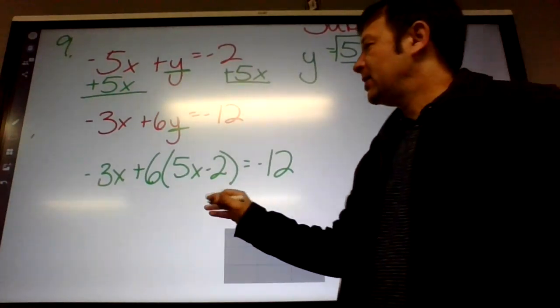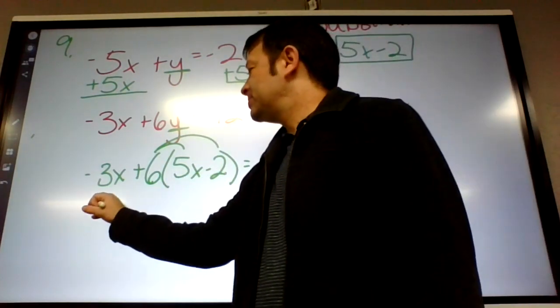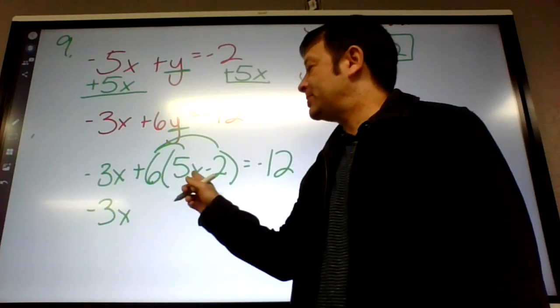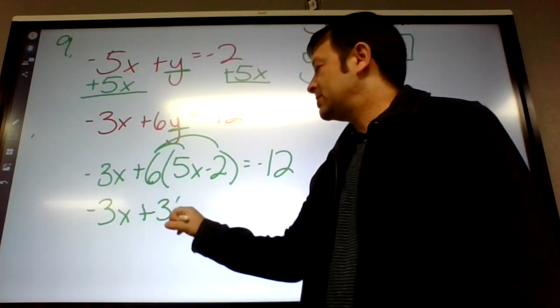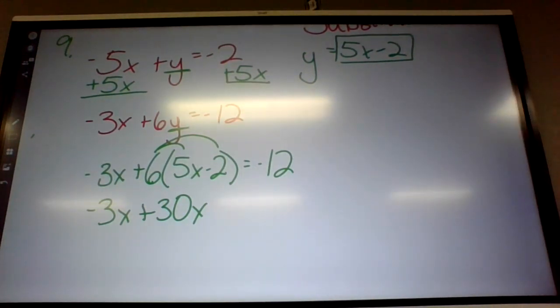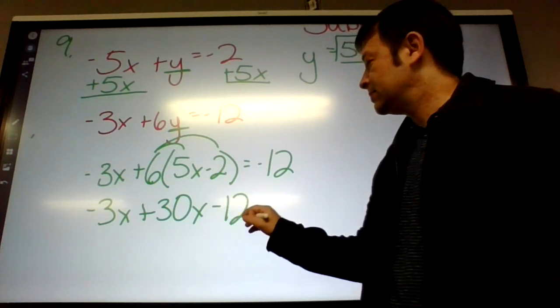Okay. The 6 gets multiplied. Distribute. So at this point, after you substitute, it's kind of a normal problem. You multiply, distribute the 6. 6 times 5x is 30x. There it is. Let's see. 6 times negative 2 is negative 12.